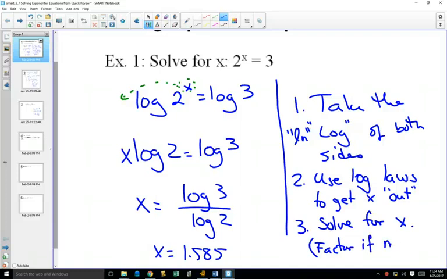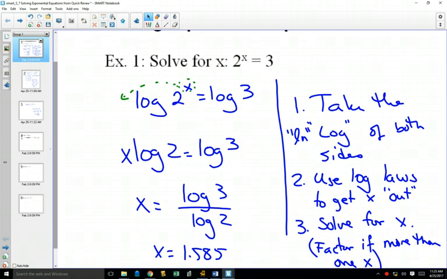I'm going to write factor if more than one x, because that's going to come up. Sometimes we have x's and exponents in more than one spot, and so we have to factor if there's more than one x. So we'll see what that looks like. But this is the basic idea. We're going to take the natural log or the log of both sides to allow us to pull that x out of the exponent. This one was the most basic one because there's only one log law that needed to be used. Some equations you're going to have to use all of your log laws. And so they're going to get more complicated than just this.